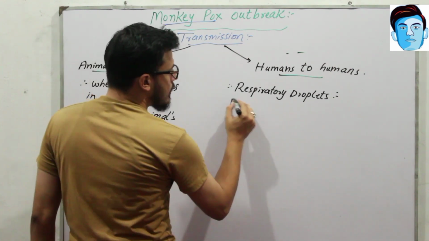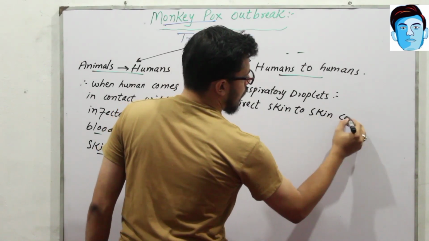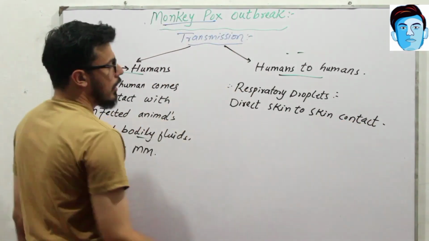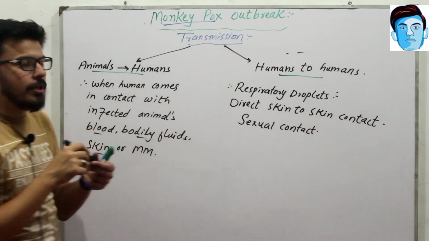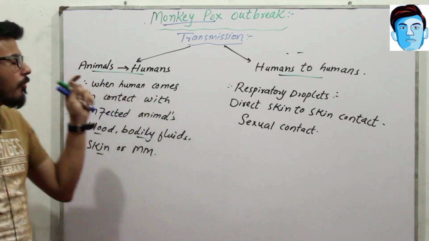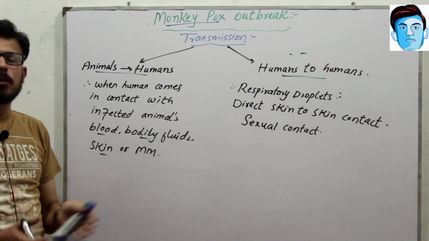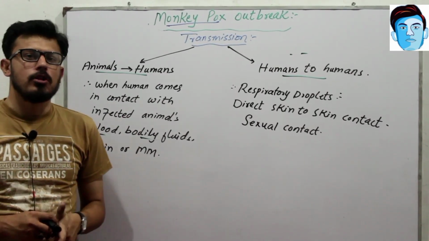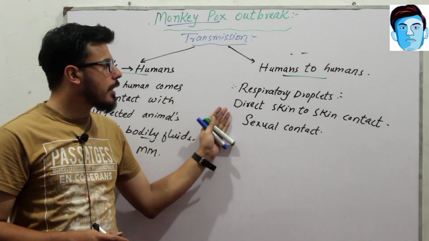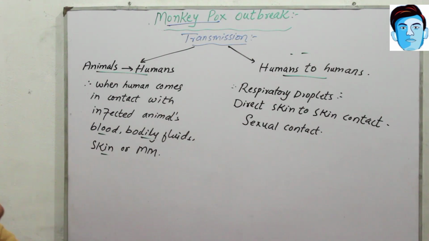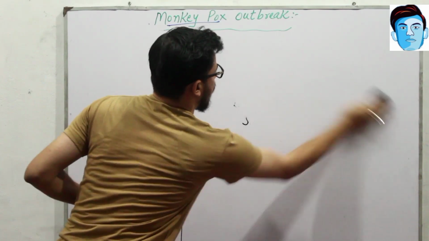Secondly, also direct skin to skin contact, and sexual contact. So I repeat, how is the disease transmitted from animals to humans? When someone comes in contact with the infected animal's blood or skin, it can be transmitted. And on the other hand, from human to human, the transmission is done by respiratory droplets, direct skin to skin contact, and sexual contact.